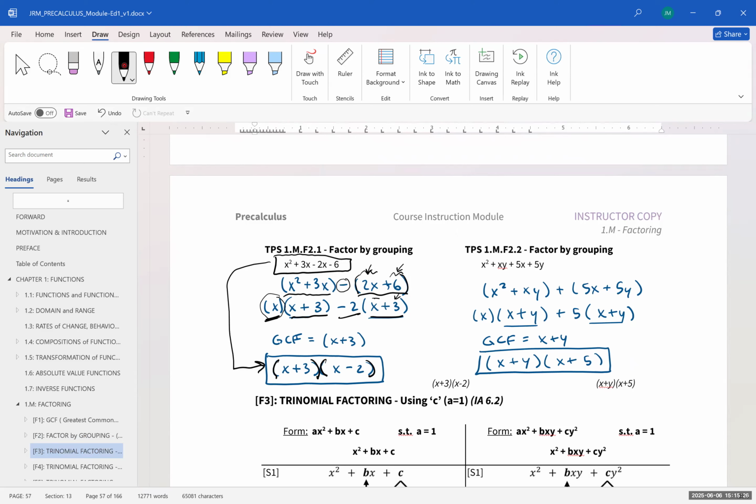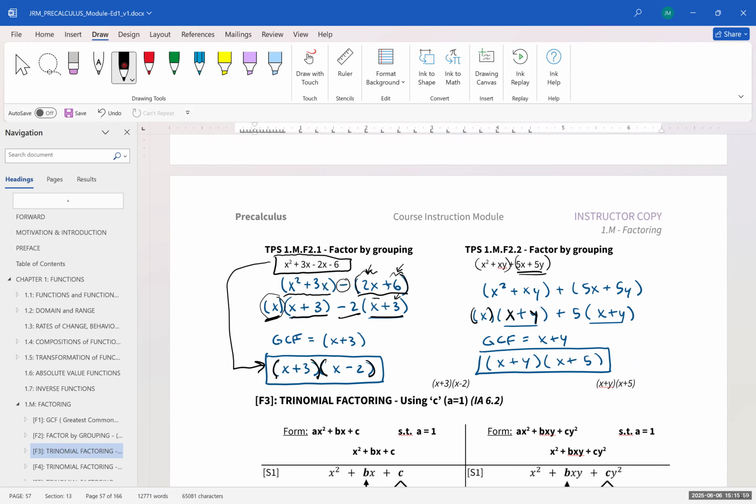Okay, now in this next think pair share, we've got x squared plus xy plus 5x plus 5y. So we'll go ahead and group these like that. And in this first grouping, we can see that each term has an x in common. So we can factor out that x. And what you have left in the first term is just a single x. And in the second term here in this first grouping, what you have left is just a y.